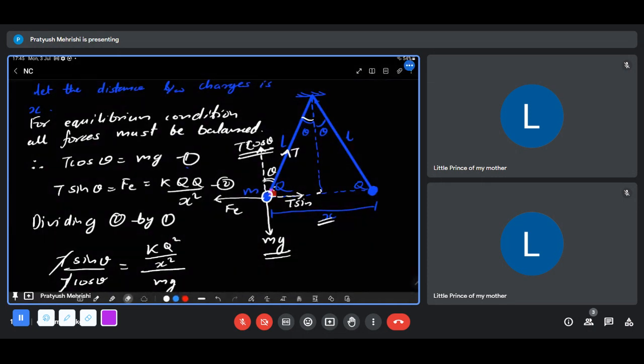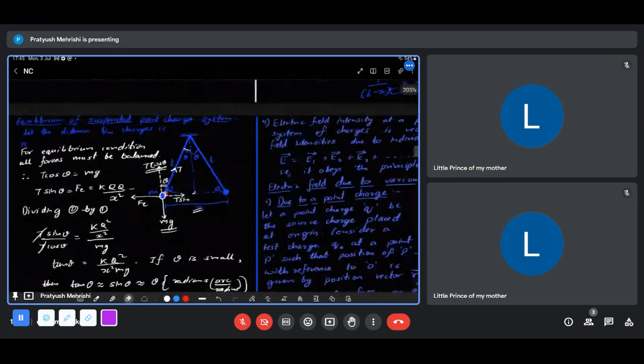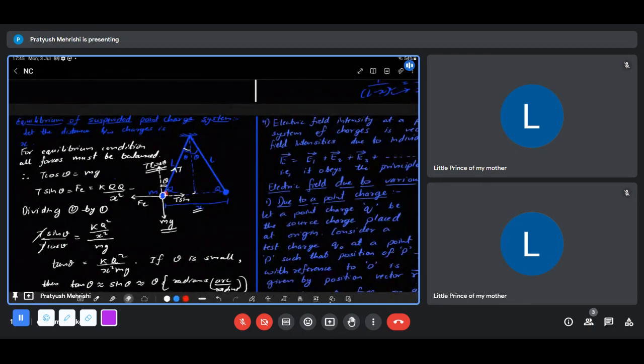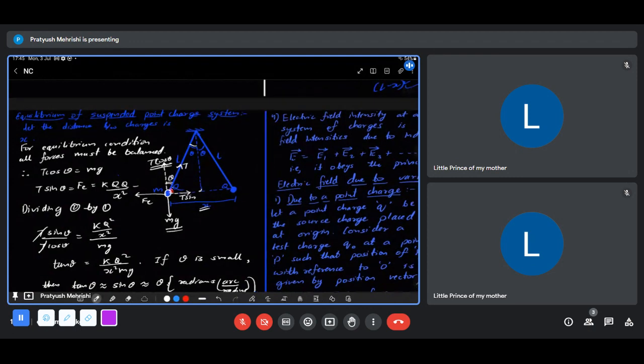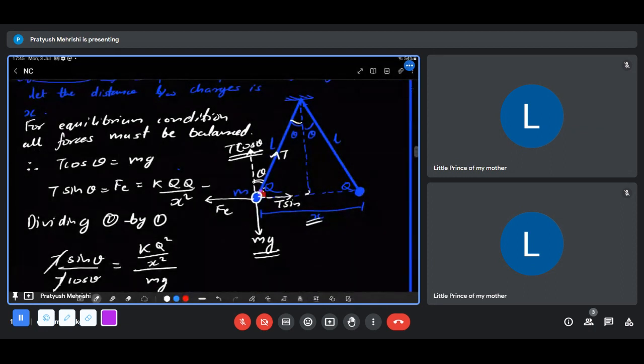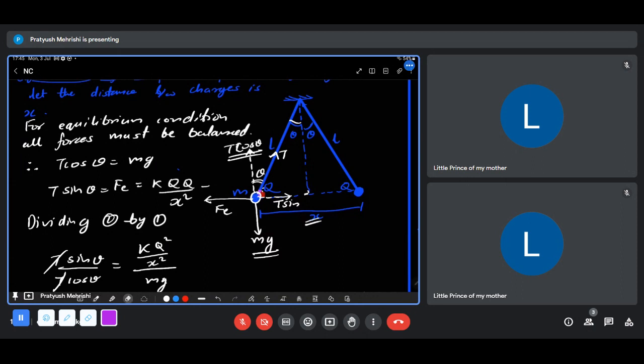What will be that gap? We don't know about it. So let us assume that the distance between the charges is small x. And for the equilibrium condition, all forces must be balanced. So first of all, we will draw the free body diagram of the charge, and then we will proceed. In the free body diagram, we see that tension has two components. What are the two components of tension? Tension has two components, T cos theta and T sin theta.